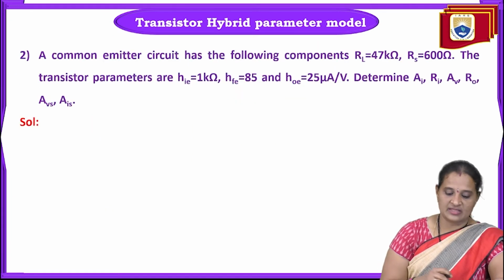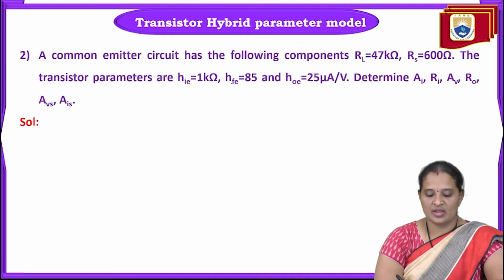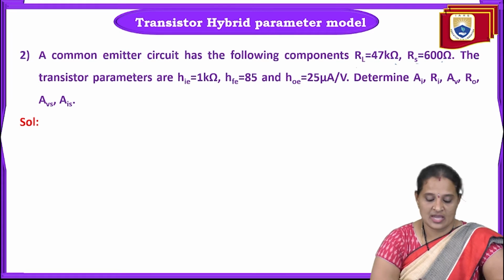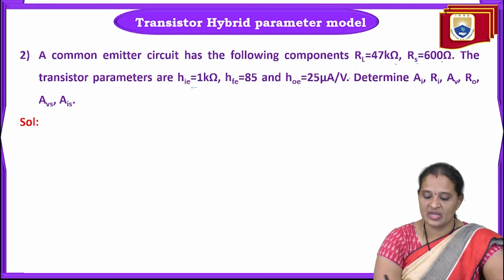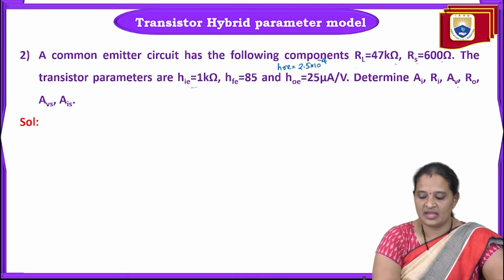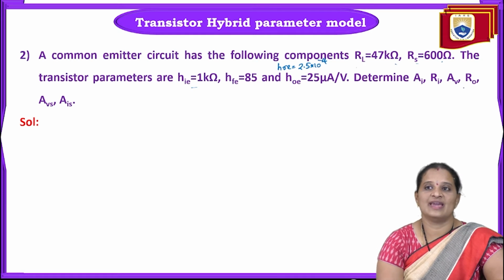And now let us see the second problem. The common emitter circuit has the following components. RL is equal to 47K, and Rs is 600 ohms. The transistor parameters are given here. So here also we need to consider hre as 2.5 into 10 to the power of minus 4. Determine Ai, Av, Ri, Ro and AVs, AIs.